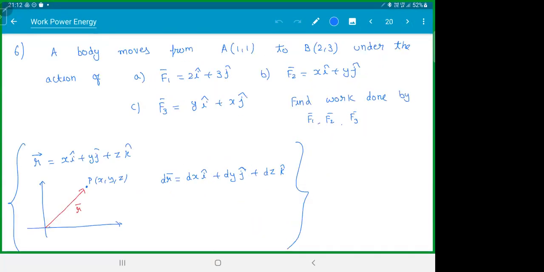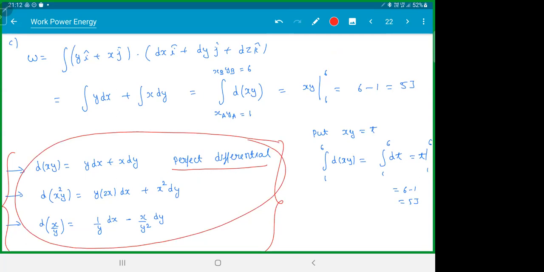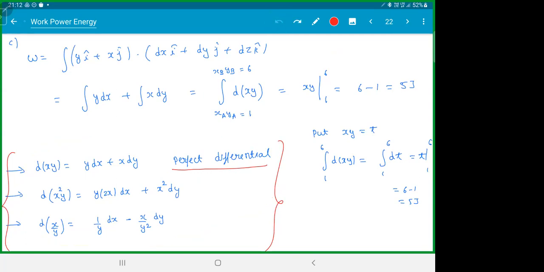I taught you work-energy. Do you remember this question? Did you see? I didn't even change the numbers. 1, 1, 2, 3, 2i + 3j, xi + yj, yi + xj. Exact same numbers. We did this thing. There's a name for these things. What are these? Perfect differentials.